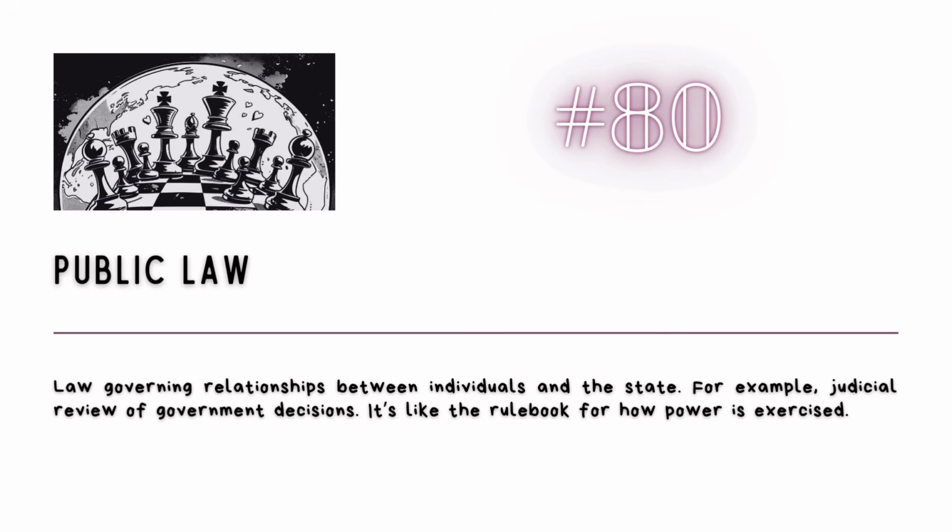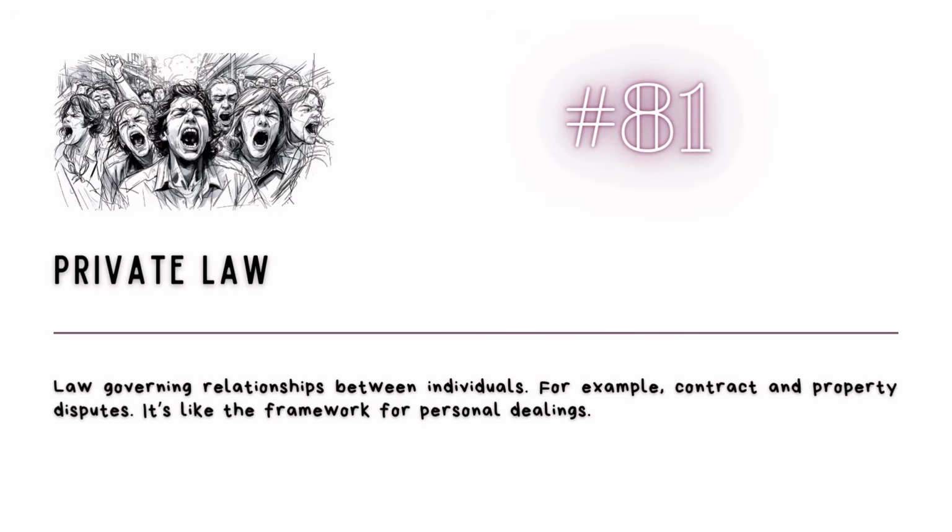Public law, law governing relationships between individuals and the state. For example, judicial review of government decisions. It's like the rulebook for how power is exercised. Private law, law governing relationships between individuals. For example, contract and property disputes. It's like the framework for personal dealings.